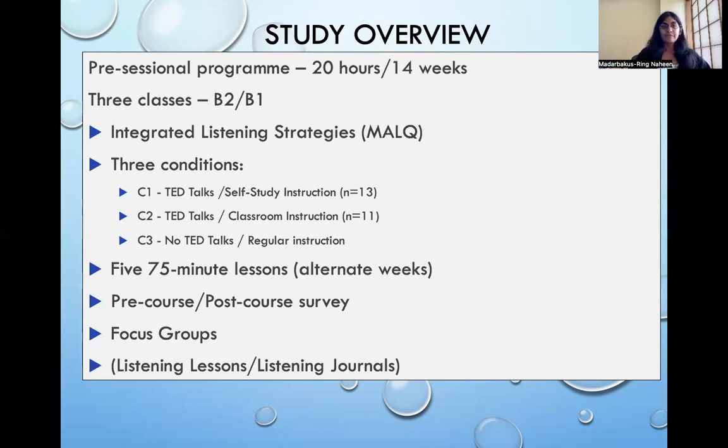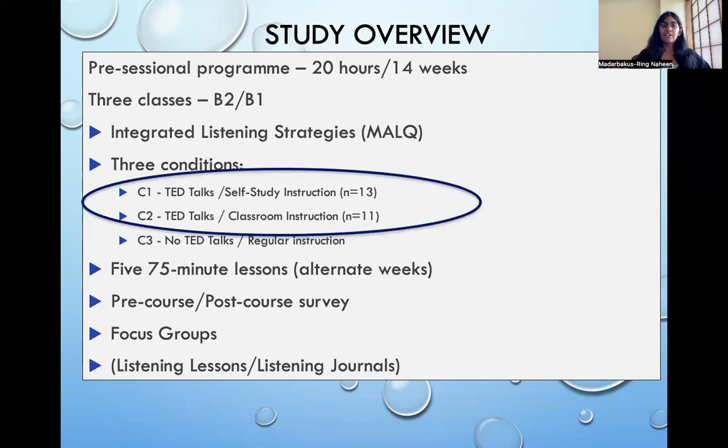There were 3 classes involved in all, so there were 2 B2 classes, which were upper intermediate levels, and there was a B1 class, which was at a B1 intermediate level. All of the classes had integrated listening strategies in terms of the intervention classes, but we can see here that only 2 of the classes in the 3 conditions received any of the listening strategies.